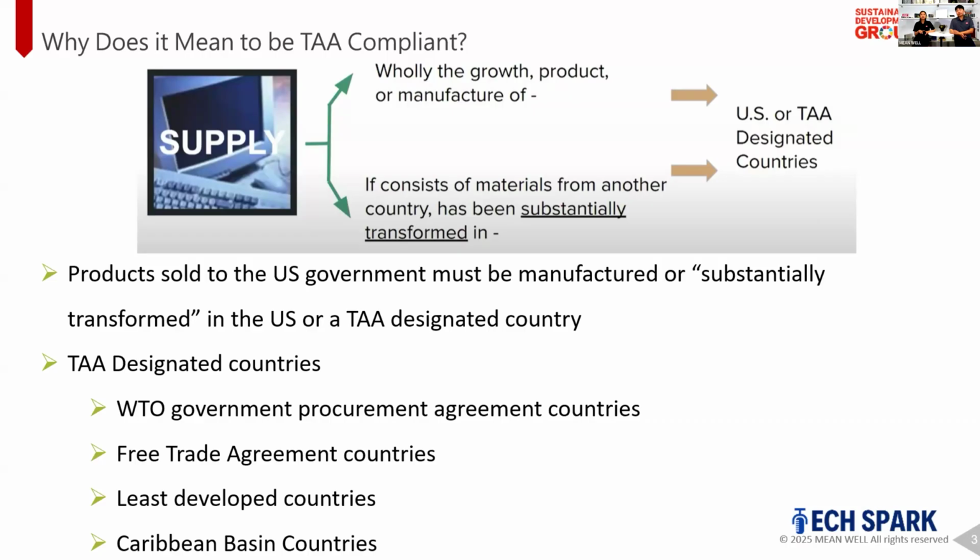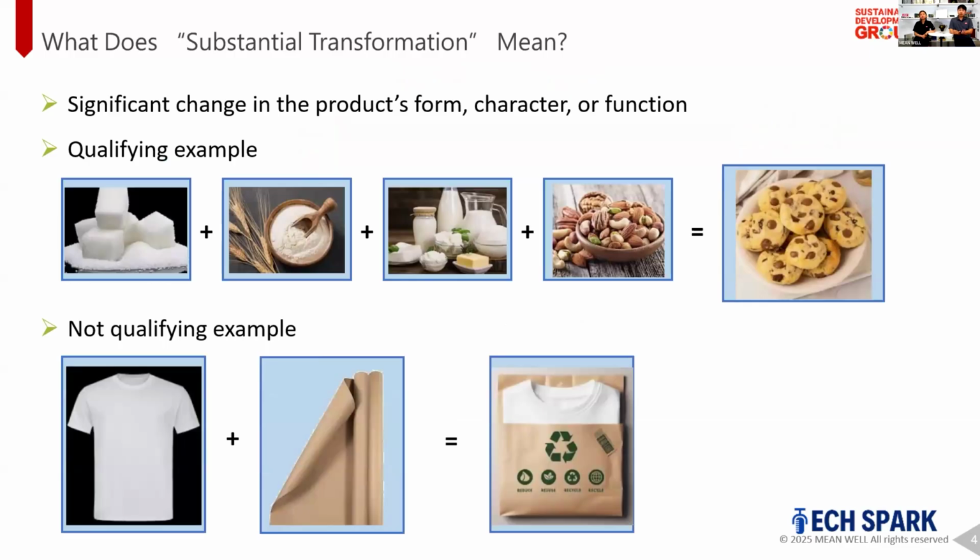Okay, gotcha. And I also noticed that you mentioned two things. Products that are sold to the US government must be manufactured or substantially transformed. Could you give us an example of what's considered substantially transformed? Yeah. So if some parts and material come from non-TAA designated countries or outside the US, I think in today's world that's inevitable, right? But as long as these components or material go through a significant change in the product's form, character, or function, and this is something that substantial transformation is used in many acts, not just the TAA.